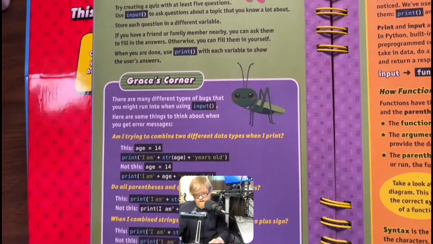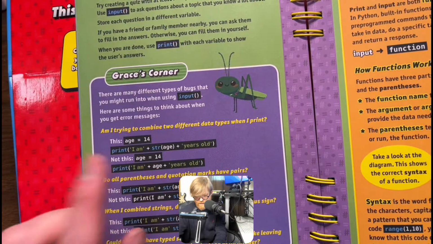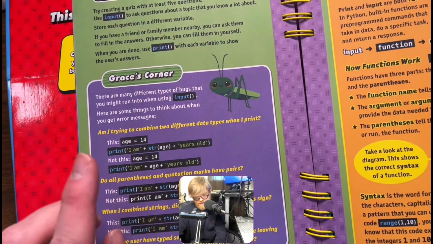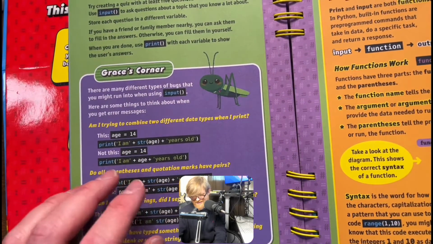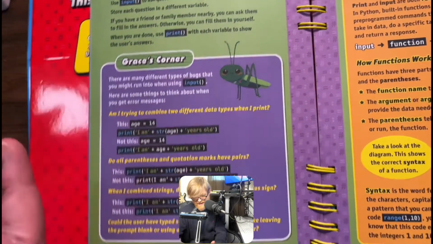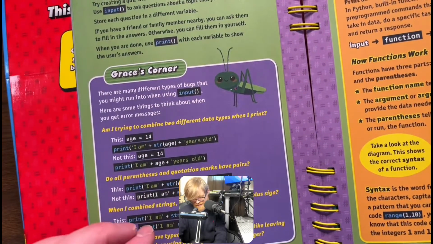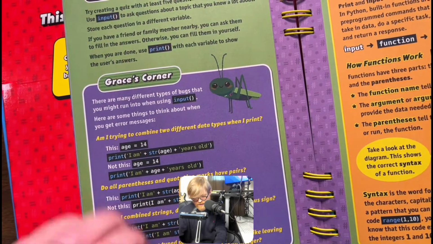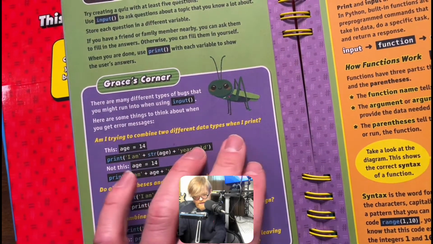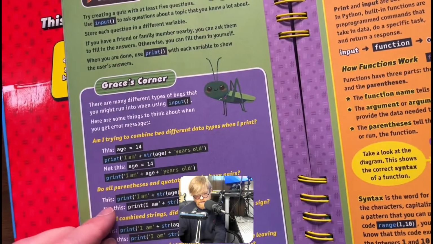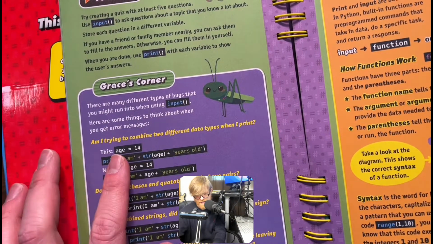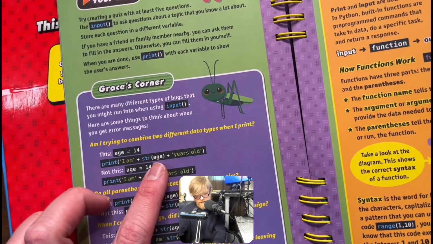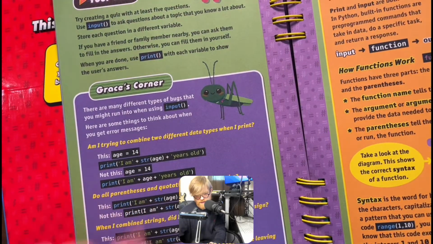Let's see. There are many different types of bugs that you might run into with input. That's very true. Input is very dangerous in that regard, that it can get us into trouble with a lot of bugs. Here are some things to think about when you get error messages. Am I trying to combine 2 different data types? That's just what we were doing. Age, 14, and then converting it to a string in order to print it together.